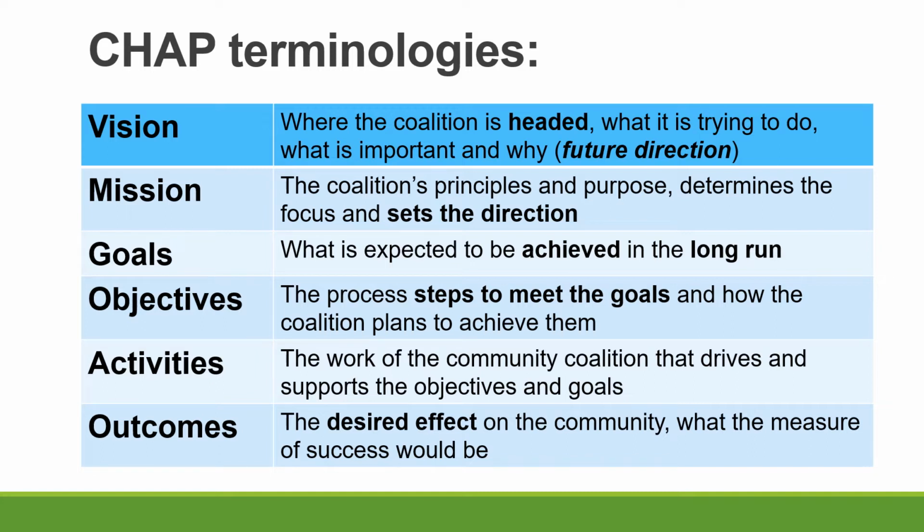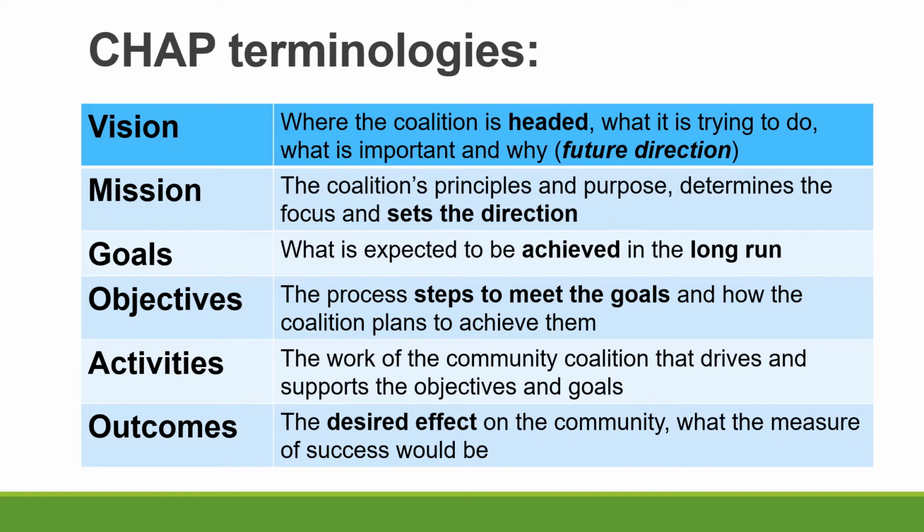Next is goals. So goals is what is expected to be achieved in the long run. So take note, goals are your long-term objectives. Whereas your objectives, these are the more specific steps or the process steps to meet a certain goal and how the coalition plans to achieve them. We also have your activities. Activities are the work of the community coalition, or these are the specific activities or actions that we need to do in order to attain our goals as well as our objectives.